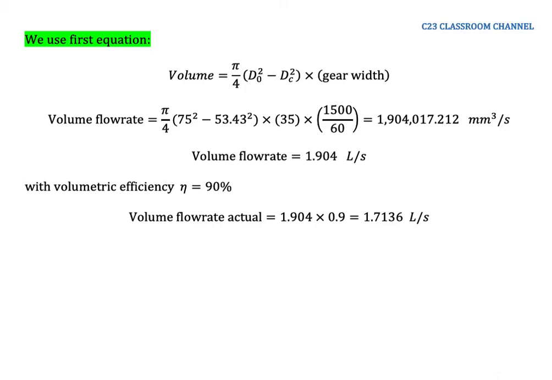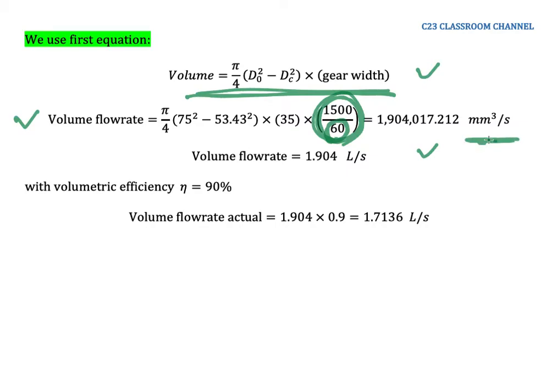Okay, let's say we use the first equation here. We substitute the values, so we get the equation for the volume. To calculate the volume flow rate, we multiply by the RPM. Because the RPM is rotations per minute, we need to divide by 60 to get units in seconds. So we multiply by 1500 over 60.